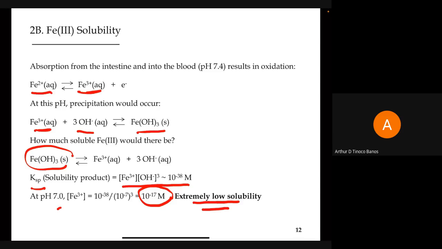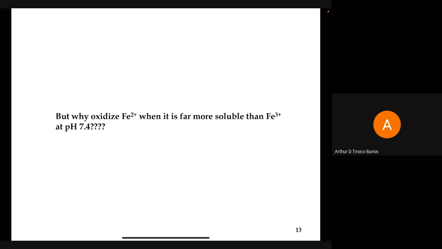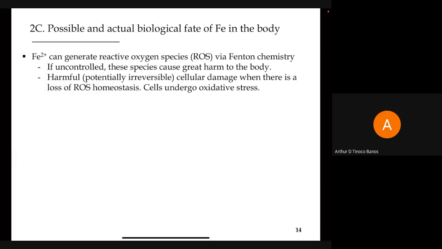So the question is, why oxidize iron 2 plus when it is far more soluble than iron 3 plus at pH 7.4? And this is a question in terms of its release into the bloodstream. Well, it turns out that iron 2 plus can generate reactive oxygen species. It's very redox active, and it can do so via Fenton chemistry. So if uncontrolled, this species can cause harm to the body. It can lead to possibly irreversible cellular damage due to a loss of the ROS homeostasis. And so what you can have are cells undergoing oxidative stress.